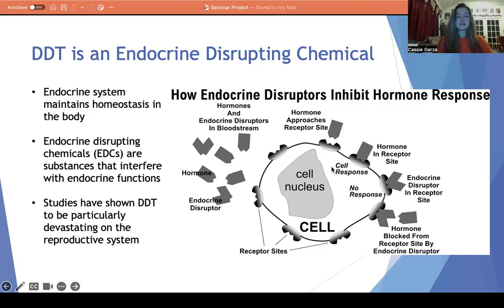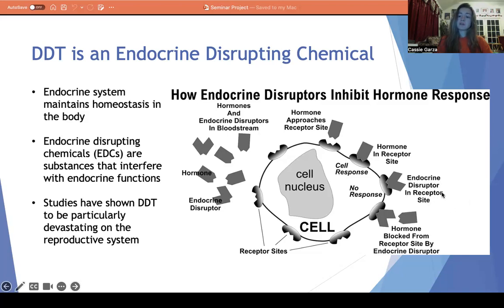So this image here, as you can see, is about endocrine disruptors. You can see these structures over here are what the normal hormone is supposed to look like, and these W-shaped structures are going to be endocrine disruptors. So here it shows you the way that it's supposed to work. The hormone binds to the receptor site and then would cause its cell response.